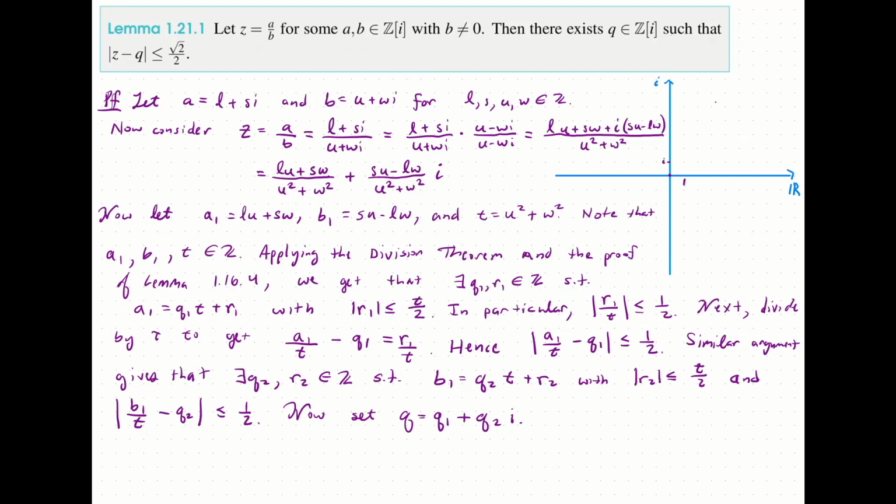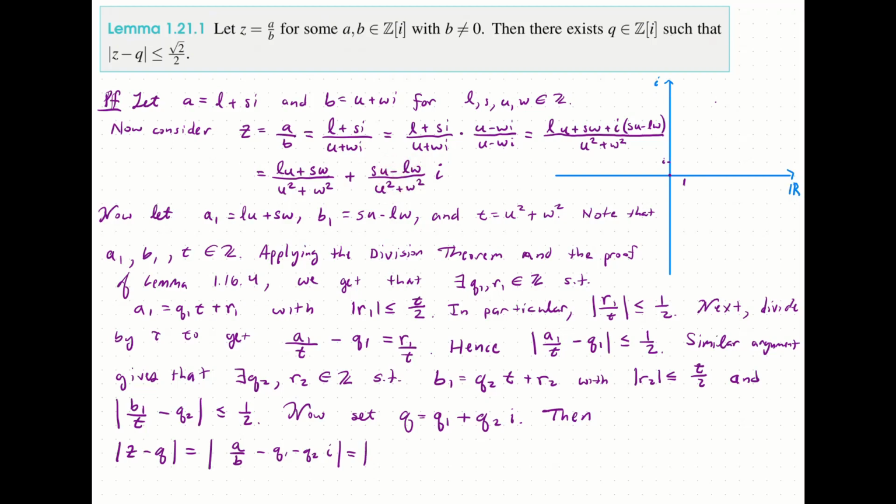And what we want to show is that the modulus of z minus q is going to be at most root 2 over 2. So then we have z minus q, which is going to be equal to a over b minus q1 plus q2 i, so minus q1 minus q2 i. But we established that a over b by definition is going to be a1 over t plus b1 over t times i. So this here is the same.